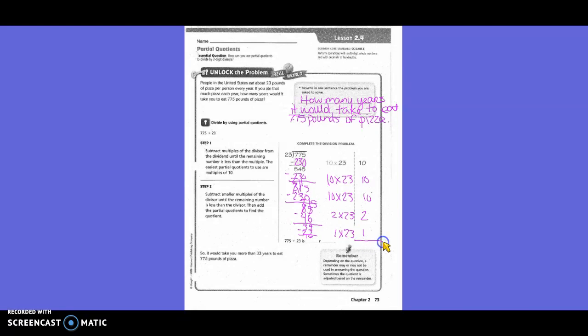Now what I'm going to do is I need to add all of these to get my whole number. Okay? So we know our remainder is what, guys? 16. So we can already fill that in because 23 cannot go into 16, correct? Okay? Then 10 plus 10 plus 10 is 30. Plus 2 is 32. Plus 1 is 33. So 33 remainder 16. So it would take you more than 33 years to eat 775 pounds of pizza.